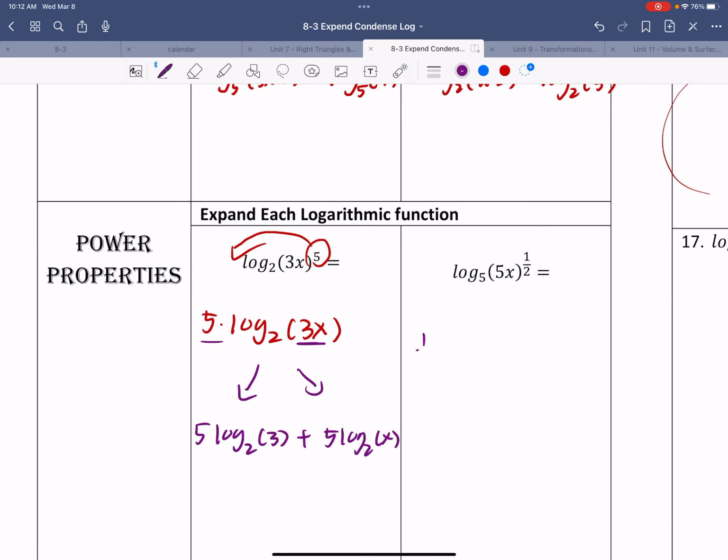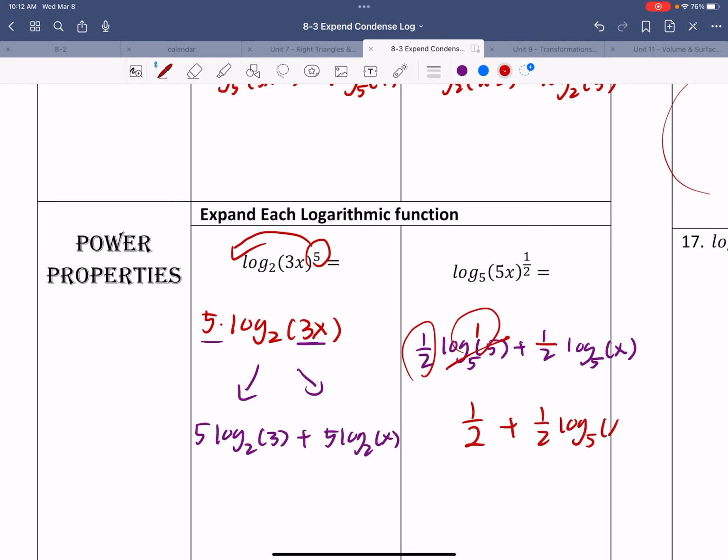Same thing here. 1/2 log 5 plus 1/2 log base 5 of x. But here's the thing, log base 5 of 5 disappears and becomes 1, right? But 1/2 times 1 is gonna be 1/2 plus 1/2 log base 5 of x. That's what it is.